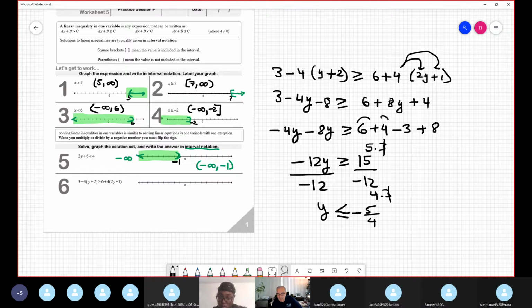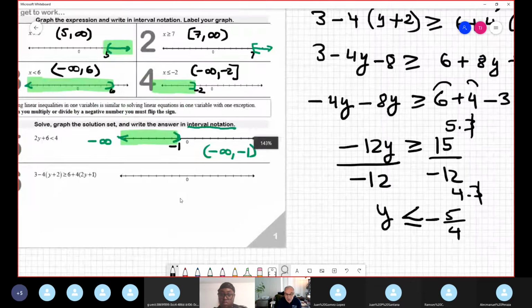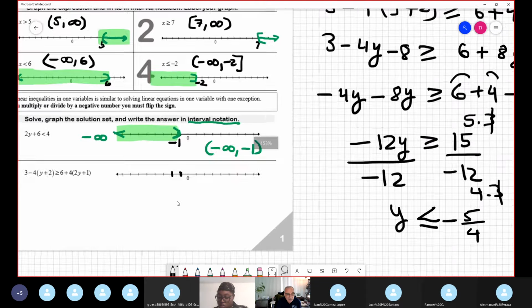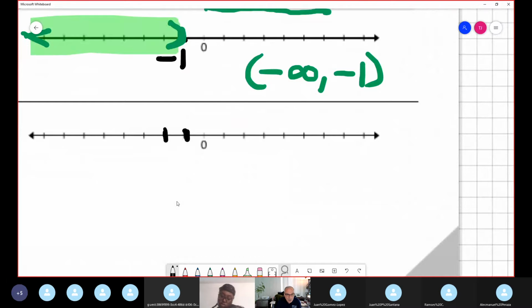5 over 4 is 5 divided by 4, which is 1.25. It's negative. So it's approximately, using my imagination, in between negative 1 here and negative 2. Close to negative 1 because it's 1/4. And negative 1.25 in decimal, no? Using my imagination, I take this segment, I split it in 4 parts, it's a quarter past negative 1, approximately here. This is the famous negative 5 over 4.